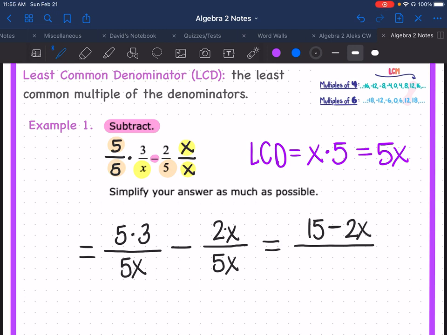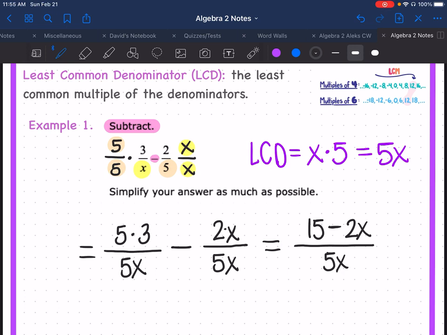There's no need to put it in parentheses because there's no plus, right? Remember we talked about whenever we see minus, we need to put it in parentheses, but I don't see a plus and I don't see a minus after this or before it. So it's just going to go like this, 15 minus 2x all over 5x.